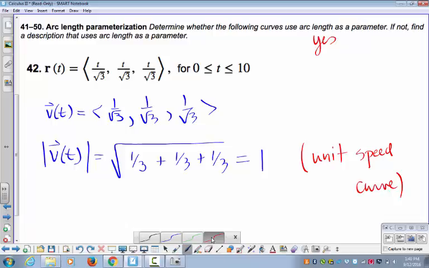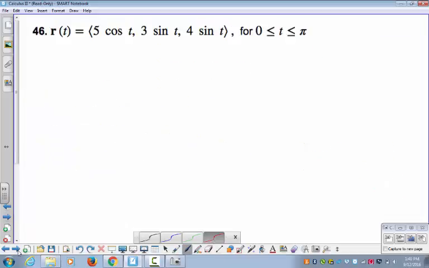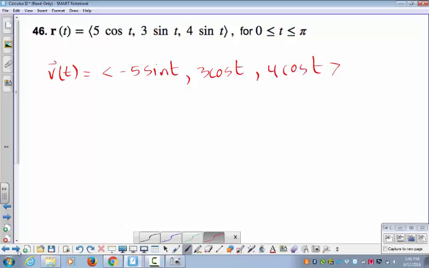All right, let's go to another one. This guy. So velocity vector that. And then we have to find the speed. And the speed is the length of the velocity vector.